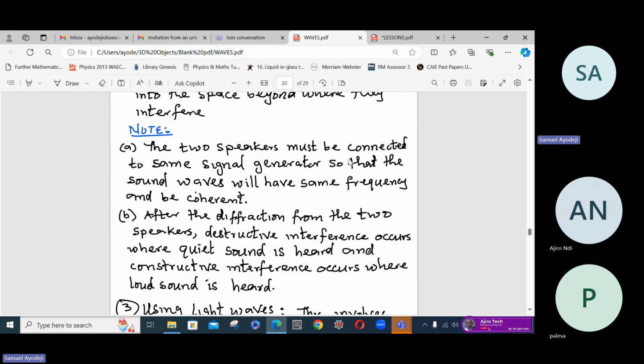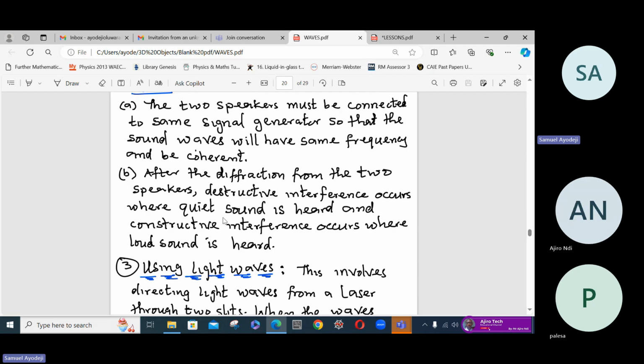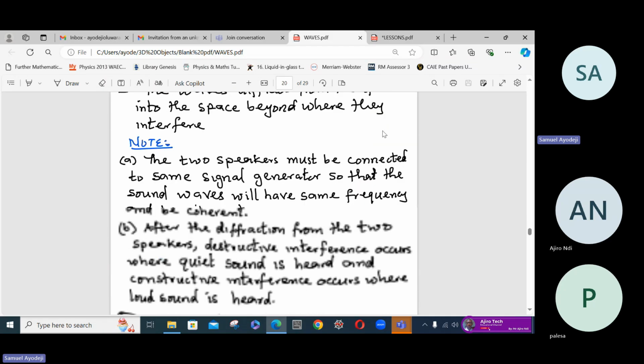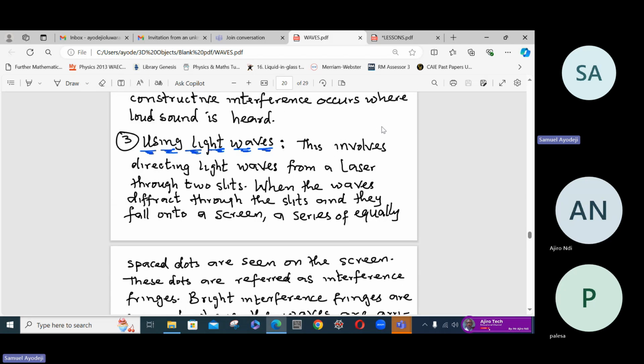Note, the two speakers must be connected to the same signal generator so that the sound waves will have the same frequency and be coherent. I didn't even know I noted it in my notes. Two, after the diffraction from the two speakers, destructive interference occurs where a quiet sound is heard, and constructive interference occurs where a loud sound is heard. How do I know it's loud? This is where they meet, where they overlap. That's called constructive. Any other points, that's called destructive. So that was it. Now the third method, using light waves.